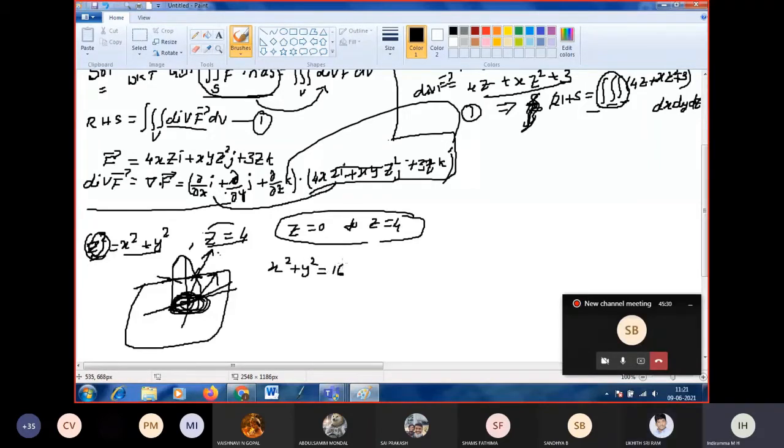16, or 4 square. So x square plus y square equal to 4 square represents what? A circle. Okay, in this circle, now we have to find the limits for x and y.